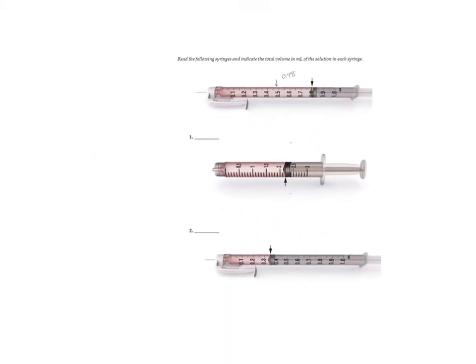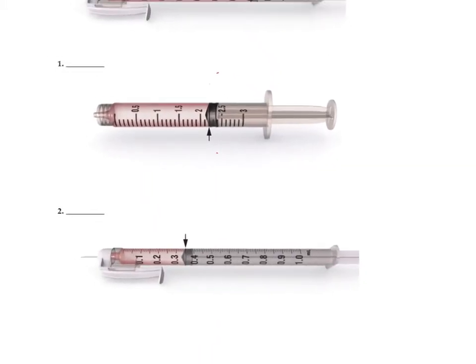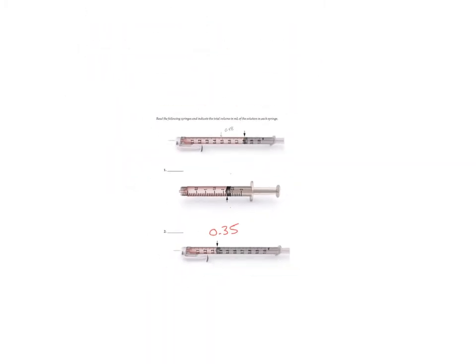Let's see, and then that very last one is another 1 milliliter syringe. It looks like we're halfway between the 0.3 and the 0.4, so that would make it 0.35, that halfway point. Okay, so let's take a look.